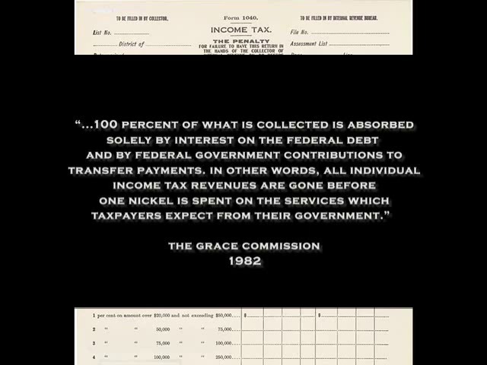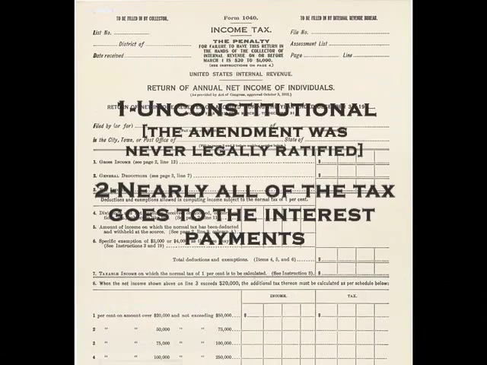In other words, all individual income tax revenues are gone before one nickel is spent on the services which taxpayers expect from their government. Today, the money Americans make working 3 months out of the year goes almost entirely to the interest fees charged for the debt-based fiat currency. The fact is, the federal income tax exists to feed the Federal Reserve federal government money machine, making sure the interest payments are always there. And third, even with the government claim as to the legality of the income tax, there is evidently no clear statute, no law in existence that requires you to pay this tax.